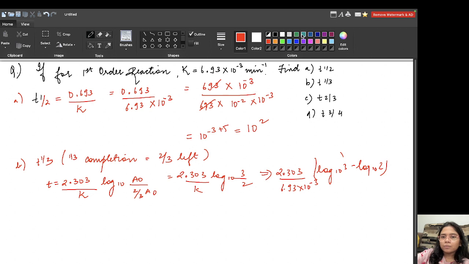Similarly, do the other two. The other two is telling us when T is your 2 by 3, how much is remaining? 1 by 3, right? So, your T equal to 2.303 by K log base 10 A naught upon A naught by 3.